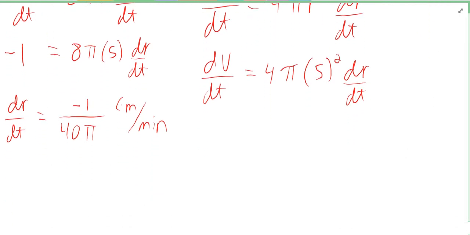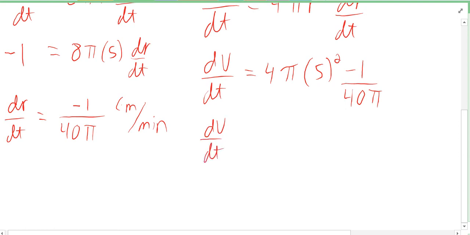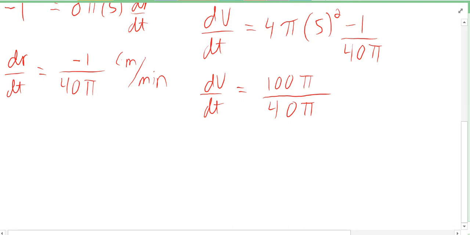We want dv dt, and we know dr dt was negative 1 over 40 pi. So dv dt has to be, this is going to be 100 pi over 40 pi. That's a lot of pi. And that ends up being negative 5 halves. Four times 25 is 100, right? You're right. That's right.